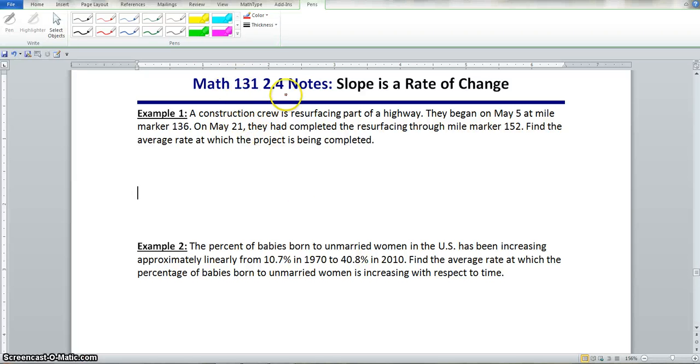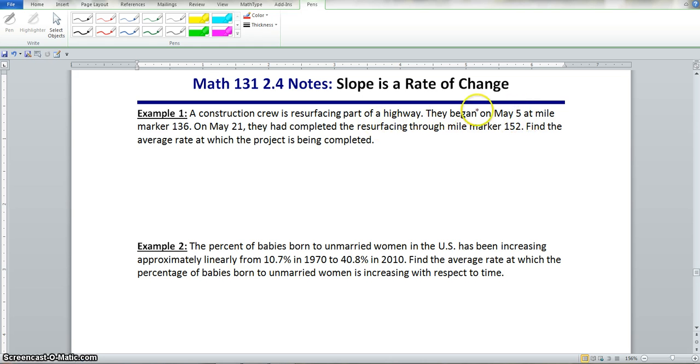Okay, class, we're about to start section 2.4. Slope is a rate of change. It says here, a construction crew is resurfacing part of a highway. They began on May 5th at mile marker 136. On May 21st, they had completed the resurfacing through mile marker 152. Find the average rate at which the project is being completed.